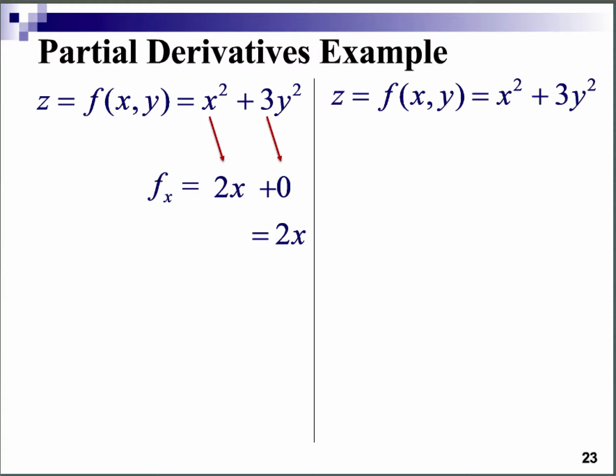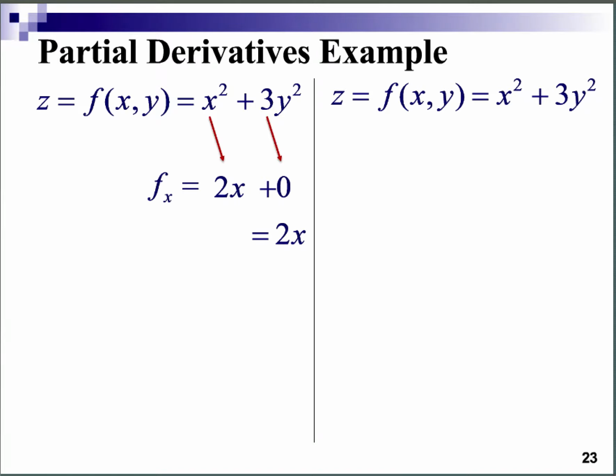And that feels non-intuitive at first, but the key point to remember there is that y is behaving like a constant, so 3y squared as a big huge chunk there is itself a constant, and the derivative of a constant, as we know, is 0. So the partial derivative with respect to x is 2x.